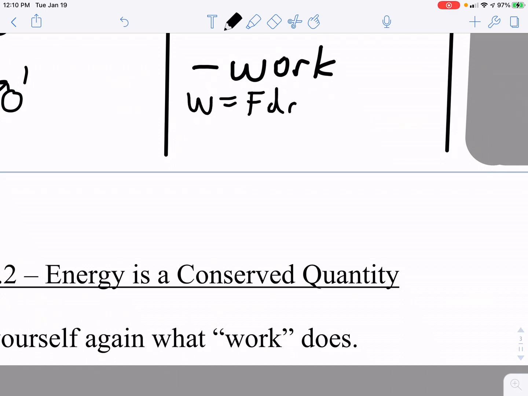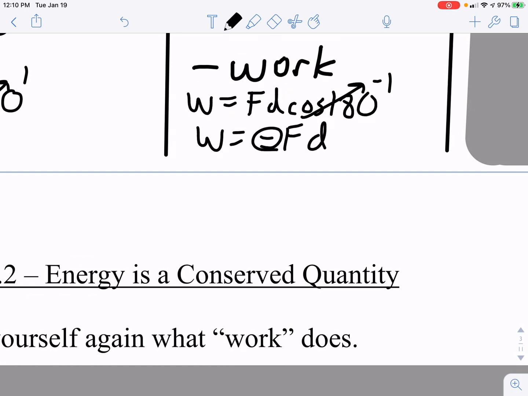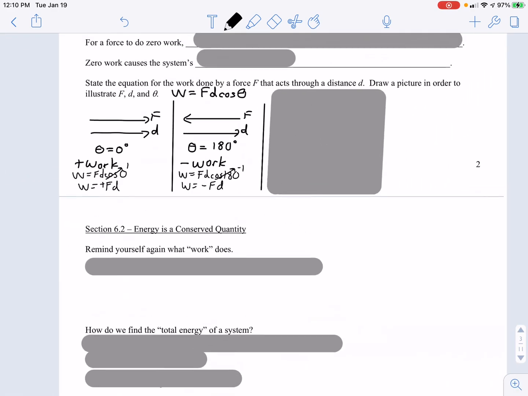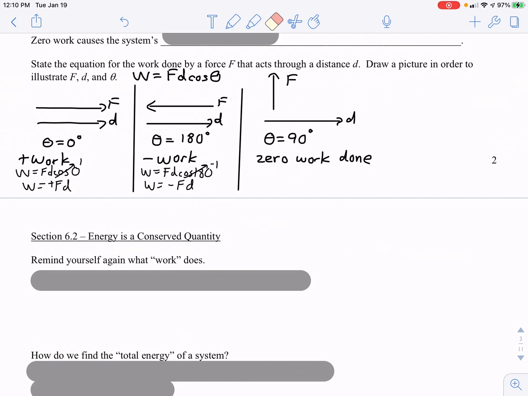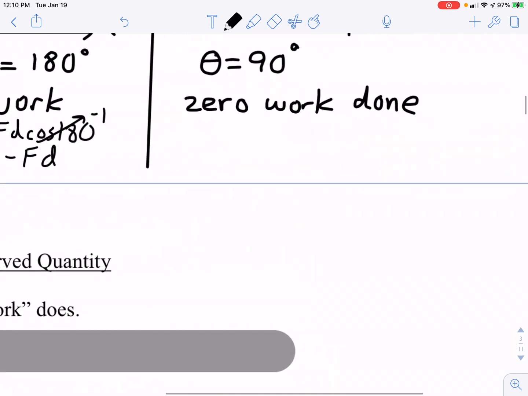Force times distance times the cosine of 180 degrees. Well, the cosine of 180 degrees is -1. Therefore, we get negative force times distance, or negative work. And then lastly, when a force is going perpendicular to the distance traveled, theta is 90 degrees between the two. 0 work is done in this instance. 0 energy change happens.